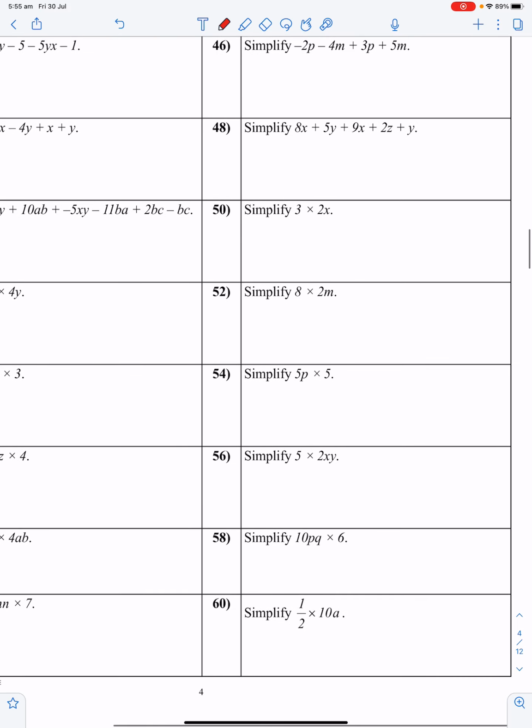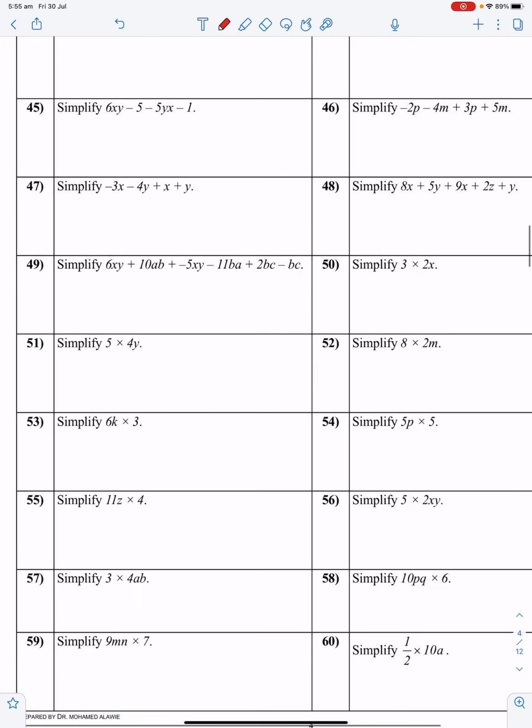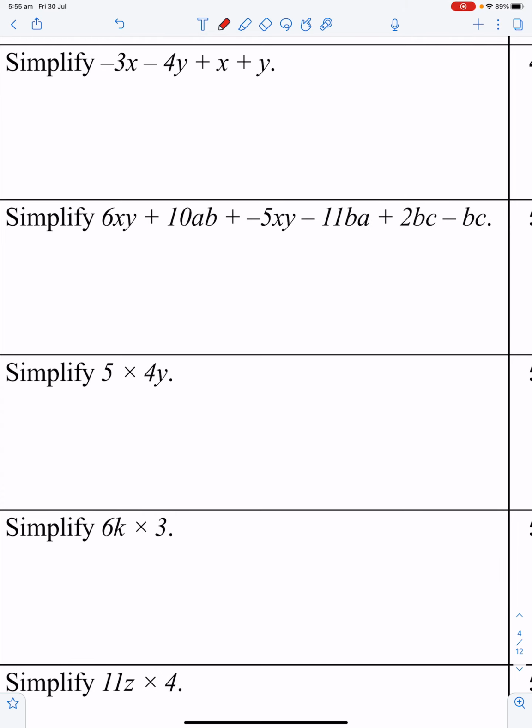Okay, that's it for collecting like terms pretty much. I might do question 49 for you. If you have a look here, so you got 6xy. Actually, before I even do that, I might rewrite the question. Don't forget here that a plus and a minus next to each other make a minus. Alright, now let's have a look.